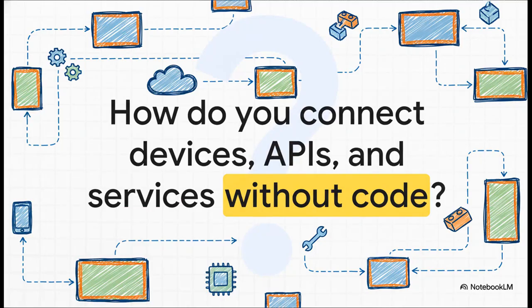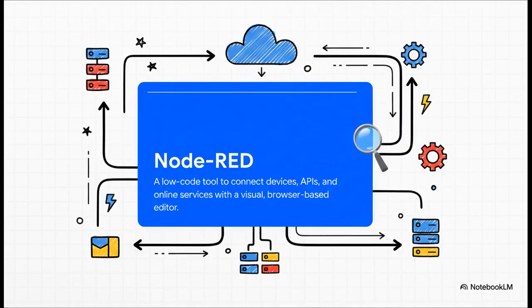So let's just start with the core problem, right? You've got this piece of hardware, this online service, this API, and you want them all to work together. Think about it. You want your lights to flash your team's colors the instant they score. Normally, that's a ton of custom code, but what if it didn't have to be that way? And that's exactly where Node-RED comes in.